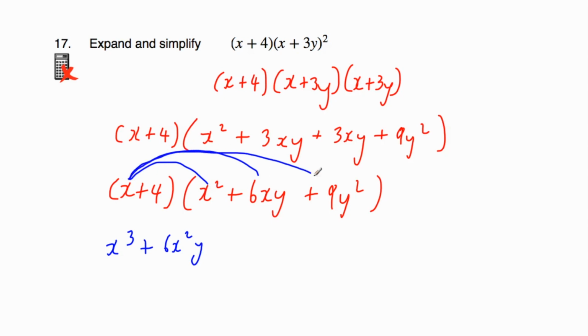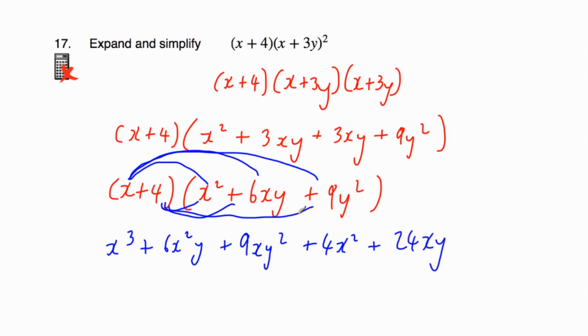So we've done our x times our x squared, our x times our 6xy. Now we need to do our x times our 9y squared. Well, that's going to be plus 9xy squared. Just putting them together, the 9y squared and the x, putting the letters in alphabetical order. So that'll be 9xy squared. So we've done our x's. Now let's do our 4. So 4 times x squared will be plus 4x squared. 4 times 6xy will be plus 24xy. And finally, 4 times our 9y squared would be plus 36y squared.